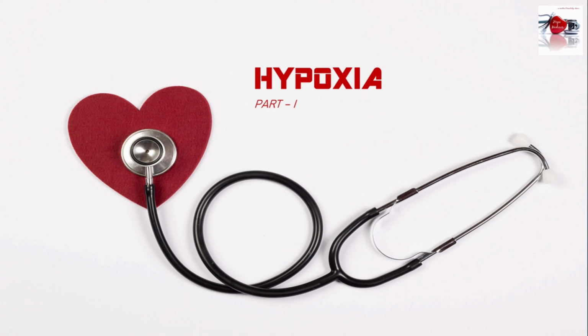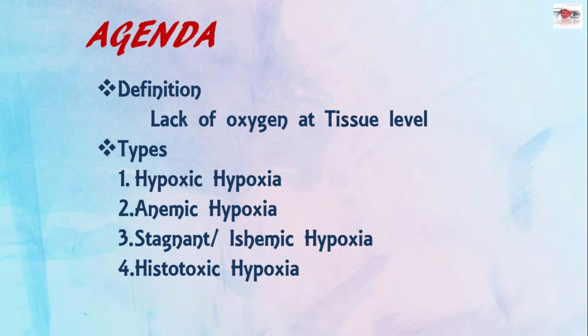Today we will learn about hypoxia and its four different types. So, what is hypoxia? Hypoxia is nothing but a lack of oxygen at tissue level. So basically, why do we need oxygen? We need oxygen to produce ATP, right? It's nothing but adenosine triphosphate. So what is the role of ATP in the cell? It's nothing but to power the sodium potassium ATPase pump, right? And one more important thing is that hypoxia is the most common cause of cell injury.